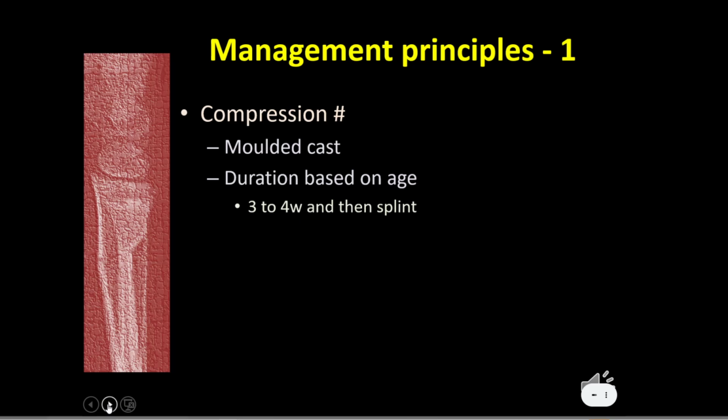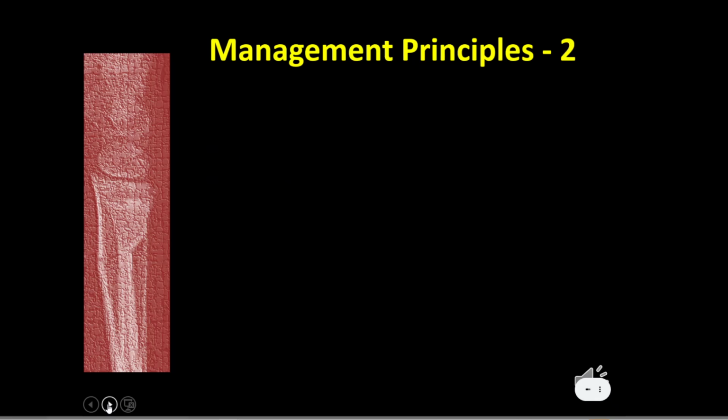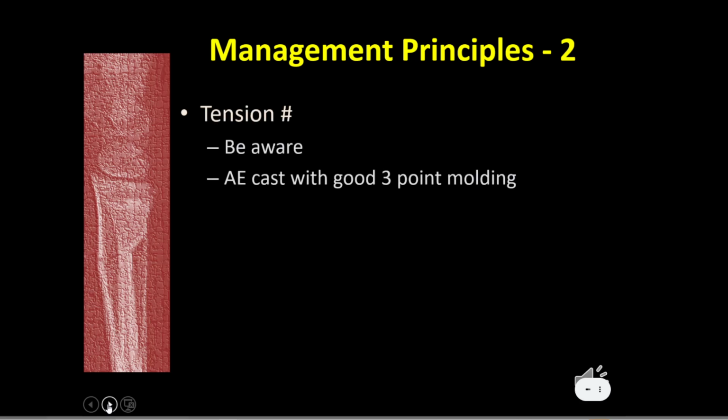So I would suggest that the management principles should be determined based on the type of fracture and its potential probability of slipping. A compression greenstick fracture can be treated in a well-molded cast and, based on the age of the patient, the duration in the cast could be anywhere between 3 to 4 weeks. This may be followed with a wrist splint. Please be aware of potential tension type greenstick fracture, and if you suspect this, treat this in an above elbow cast with a very good 3-point molding.